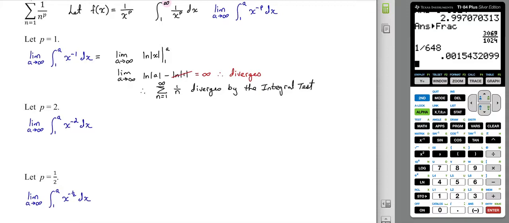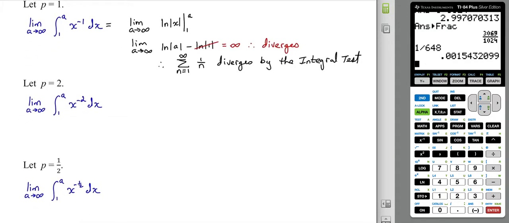All right, so 1 down. Integrate x to the negative second: negative x to the negative first, increase the exponent by 1, divide by the new exponent, over the interval of 1 to a. Find the limit of that. So this is the limit as a approaches infinity. Now this is really the same as saying negative 1 over x. So negative 1 over a minus a negative, so plus a 1 over 1. So just plus a 1.